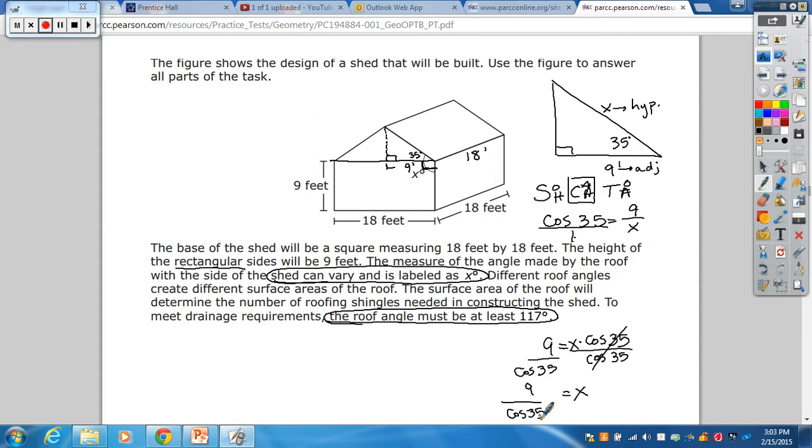Now, I don't really need to know what that is, because in order to find the total surface area for this, the surface area of the roof is going to be 2 times the base, which would be 18, times the height, which is going to be 9 over the cosine of 35.